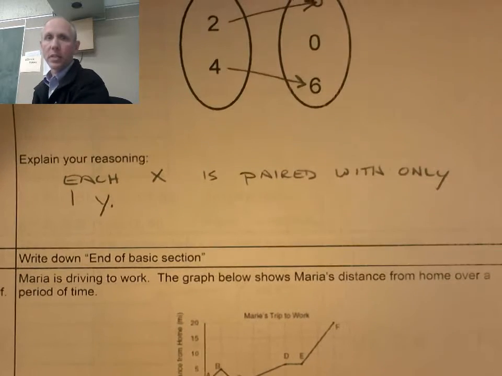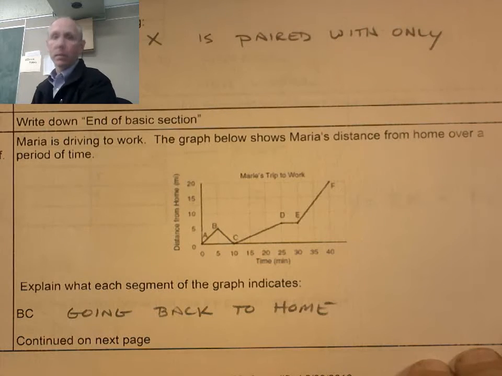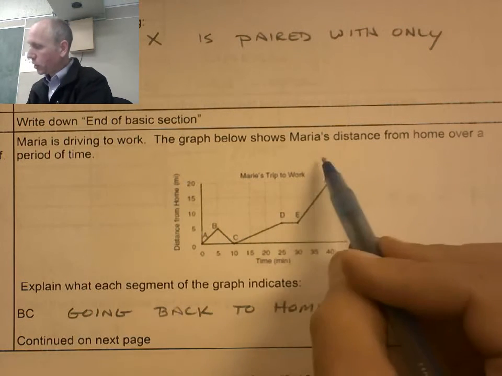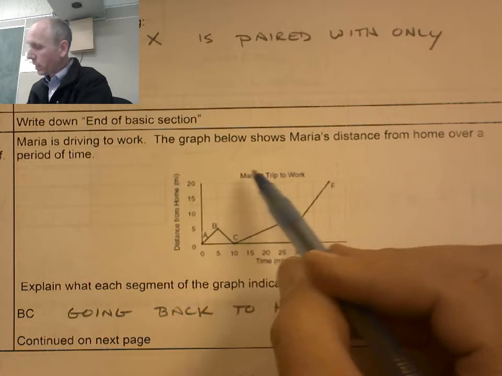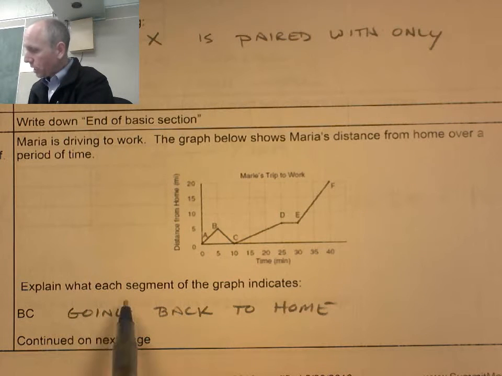Oh, there's my reasoning. Each x is paired with only one y. Maria is driving to work. The graph below shows Maria's distance from home over a period of time. Explain what is going on in each segment of the graph.